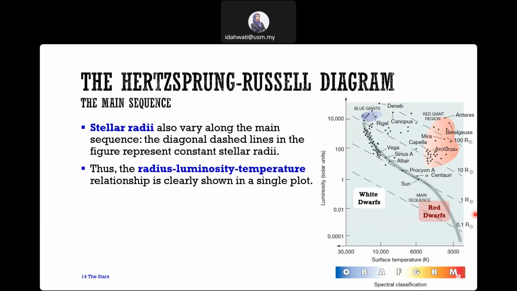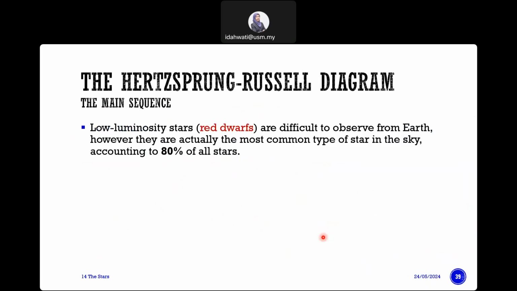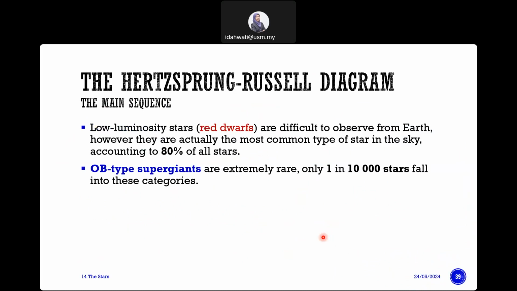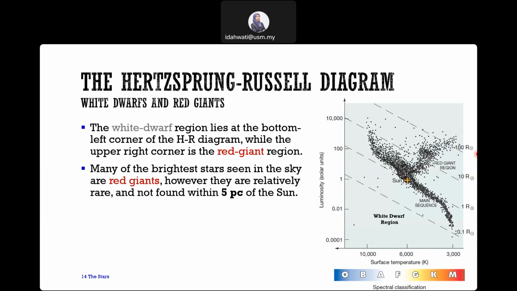Okay, so this is stellar radii. They vary along the main sequence. The diagonal dashed lines in the figure represent constant stellar radii. So thus we have radius, L, and T. The relationship is clear with a single plot. Stars with a great apparent brightness are mostly blue giants and blue supergiants. For the main sequence, you can see here the content of what the main sequence is. The white dwarf region lies at the bottom here. The red giant region is the upper right corner. Many of the brightest stars seen in the sky are red and are not found within 5 parsecs of the Sun.